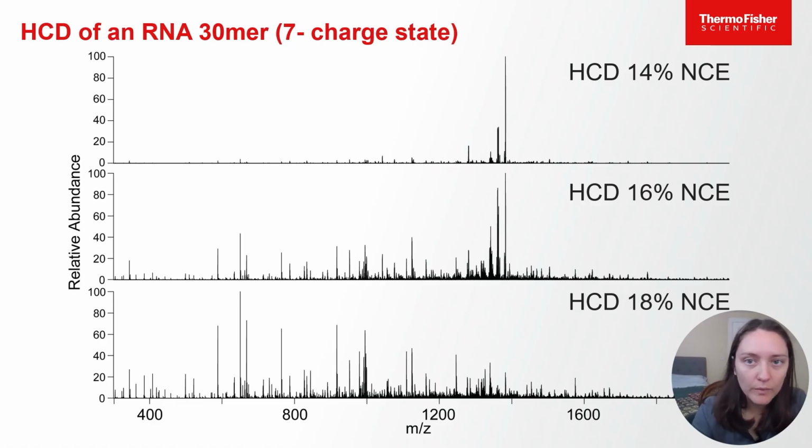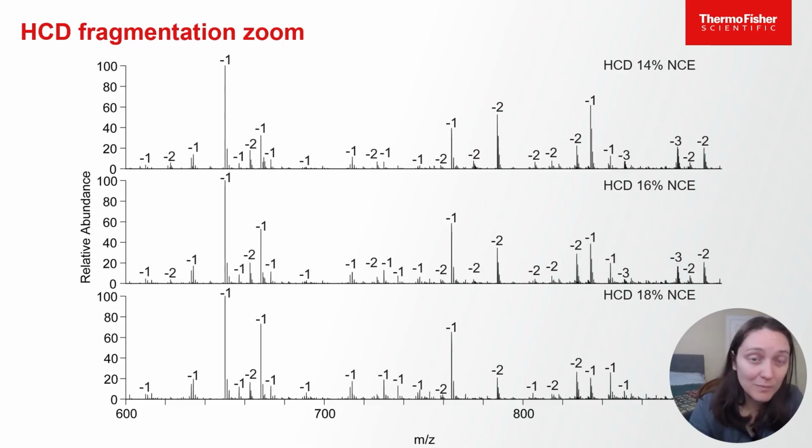So for example, we have a set of HCD fragmentation spectra of a 30-mer RNA. Despite the low collision energies, the spectra already look highly dissociated. You can see in the 14% normalized collisional energy result above that it is mostly undissociated precursor, but if we zoom in, you can see that the spectrum is actually pretty complicated.